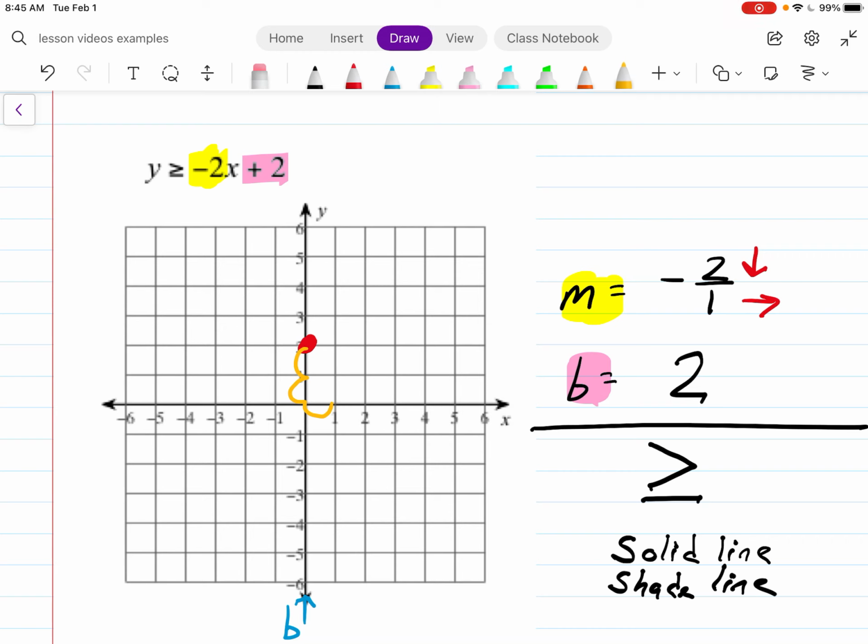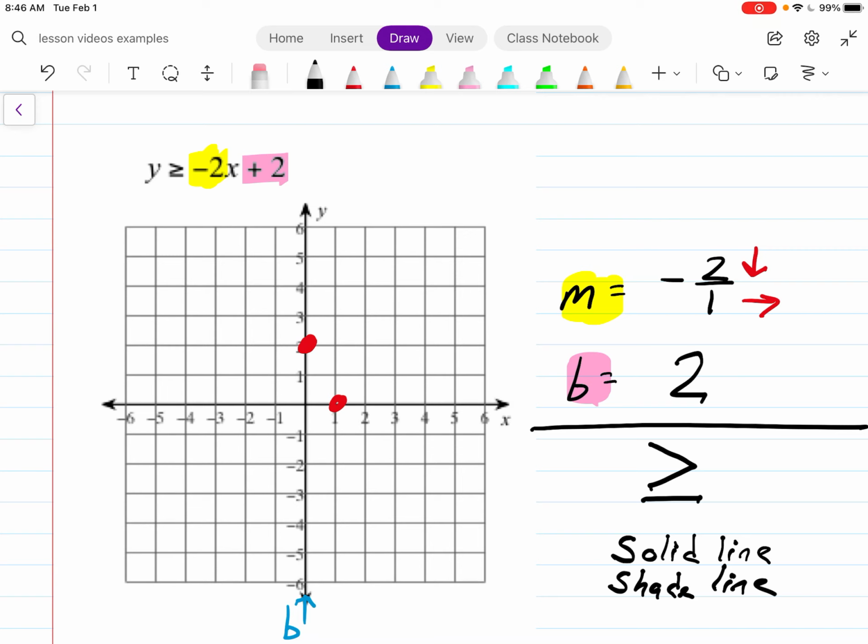And remember, when you graph the linear equation or the linear inequality, you will always start at the y-intercept. People make the mistake and start at the origin. You don't want to do that. You want to start at the y-intercept. In this case, it was positive 2. Since we have 2 points, that's all you really need in order to graph a line is 2 points.